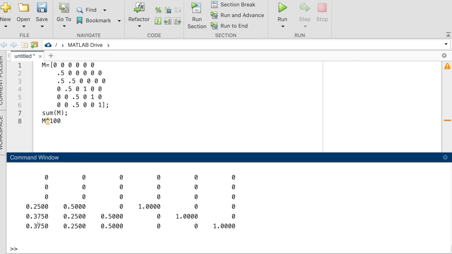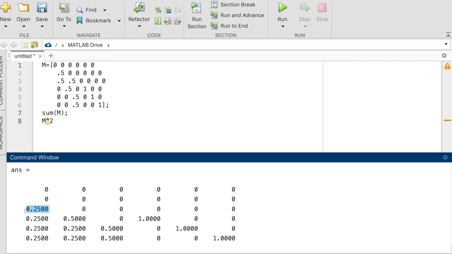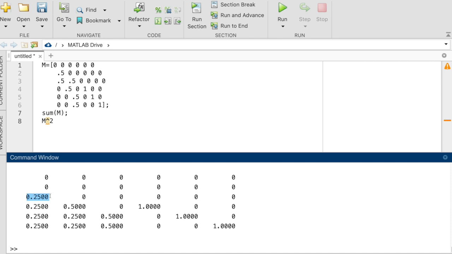If I go back to, say, just m cubed, actually m cubed might already be there. If I go back to m squared, you can see after 2 flips, there's a chance that I'm not yet in a terminal node. I could have flipped tails and then heads, taking me to block 2 and then block 3.